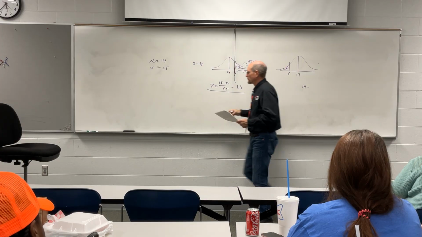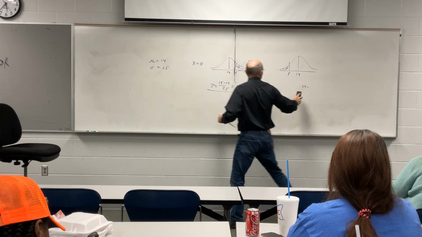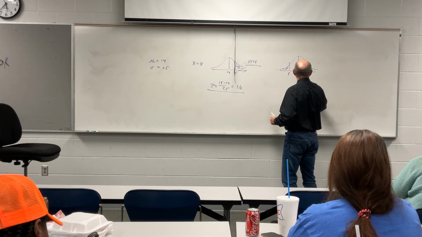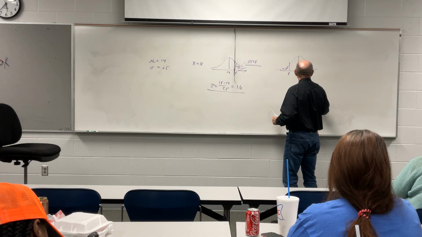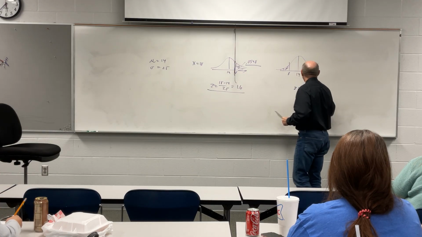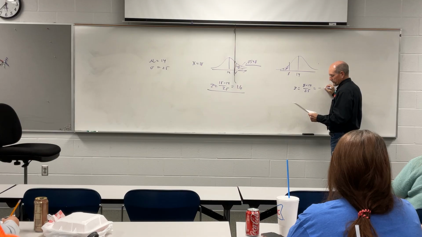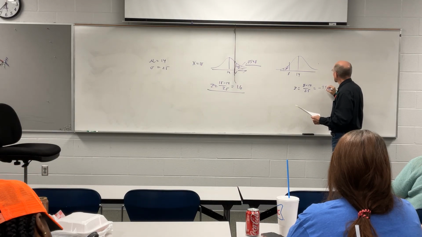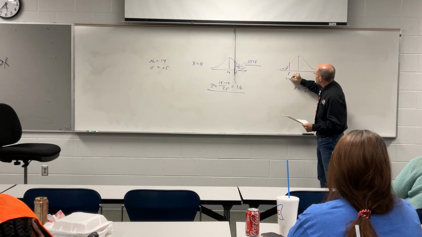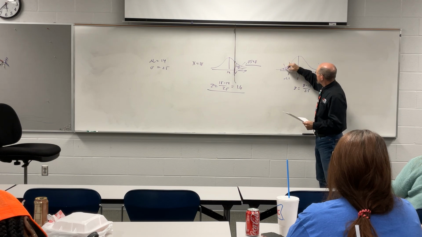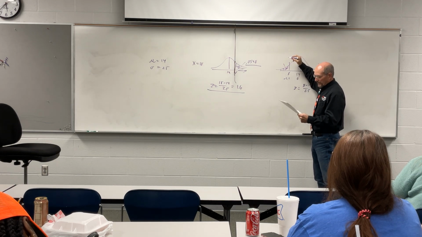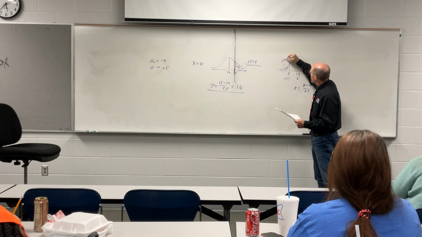Well, do it the other way. You're going to have a negative number for the z-score. The z-score is going to equal negative 2.4, so put a negative 2.4 there, 0 there. This area associated with 2.4 becomes 0.0082.